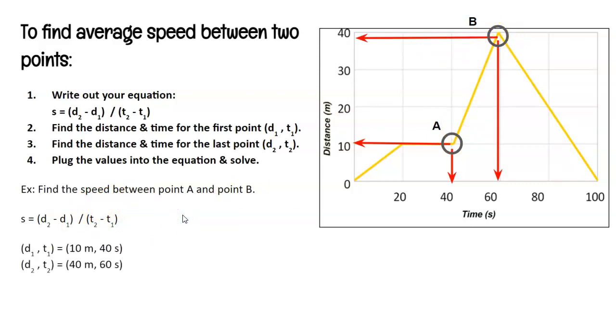Then I find my values for my d1 and t1 and my d2 and t2. So d1 and t1 at point A, distance was 10, time was 40, and then at B, distance was 40, time was 60. Then I just take those numbers and plug them into my equation. I set up my equation form with those values, I simplify, and then I solve using a calculator. So in this example, the object was moving at a rate of 1.5 meters per second between point A and point B. Another way that you can say this is the slope of the line was 1.5.